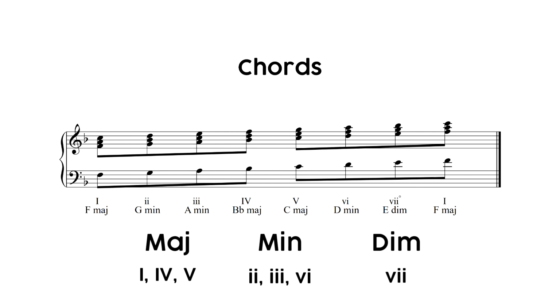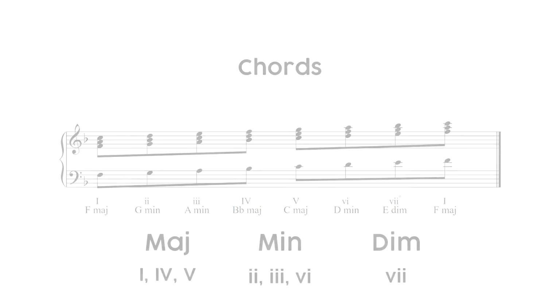So for example, if I'm in F major, the major chords will be F major, which is the 1st chord, B flat major, which is the 4th chord, and C major, which is the 5th chord. The minor chords will be G minor, which is the 2nd chord, A minor, which is the 3rd chord, and D minor, which is the 6th chord, and then the 7th chord will be E diminished.